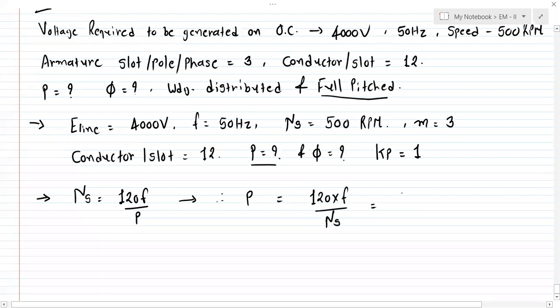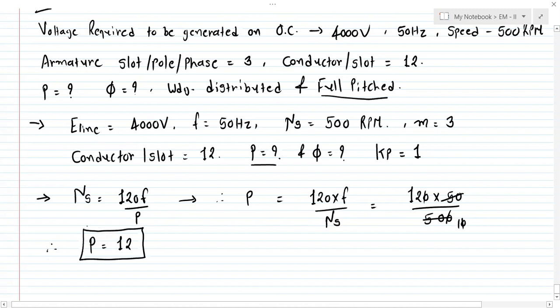Now I have all the values. 120 is constant, my frequency given in the data is 50, and the speed given in the data is 500. So it is 50, 120, and this 0 is cancelled out, this 0 is cancelled out. From that equation I am getting the number of poles P is equal to 12. So this is the first answer. Just do that; if there is an example of 6, 7 or 8 marks, you easily get 2 marks.